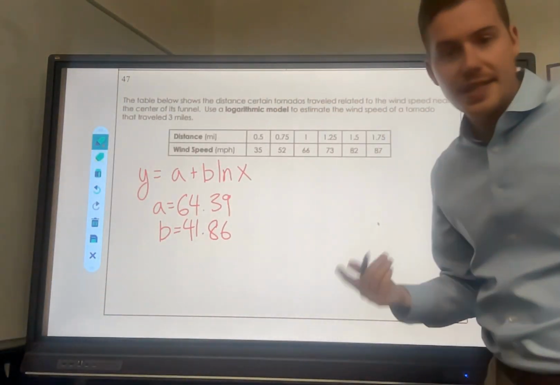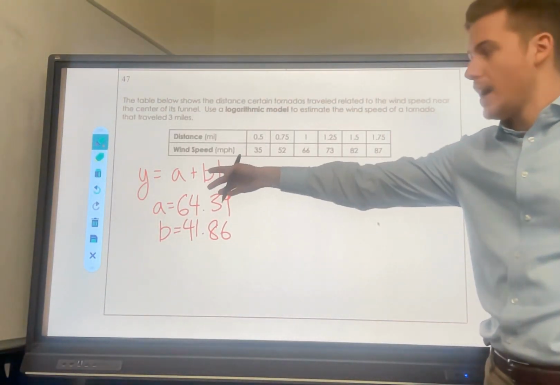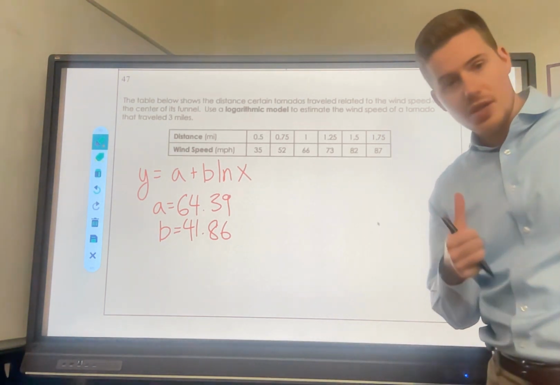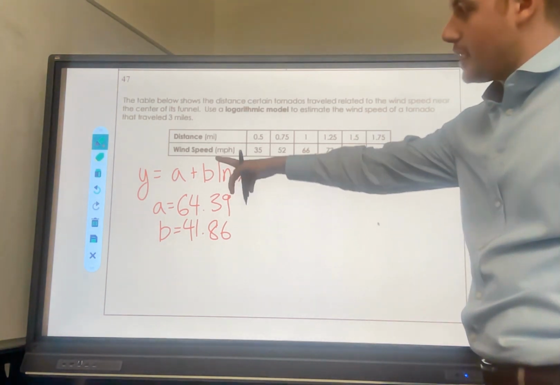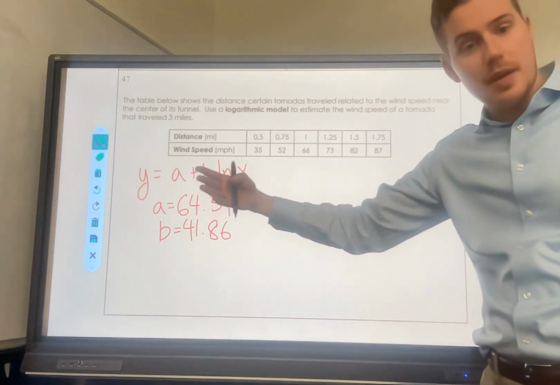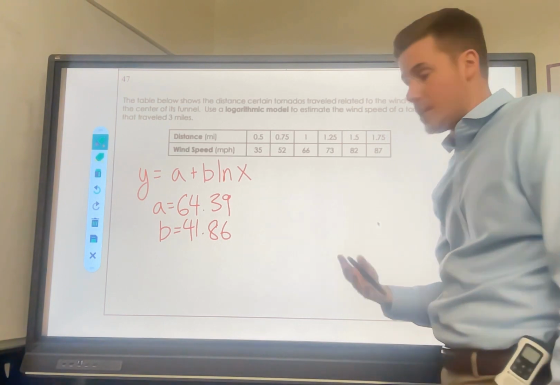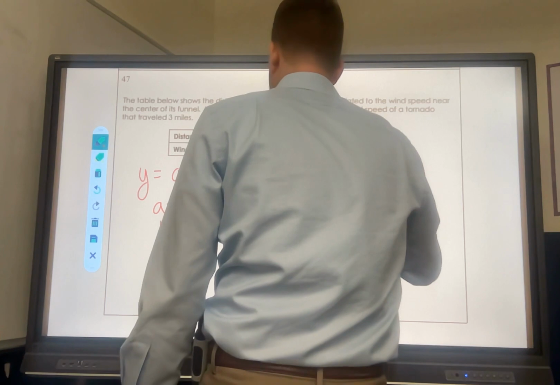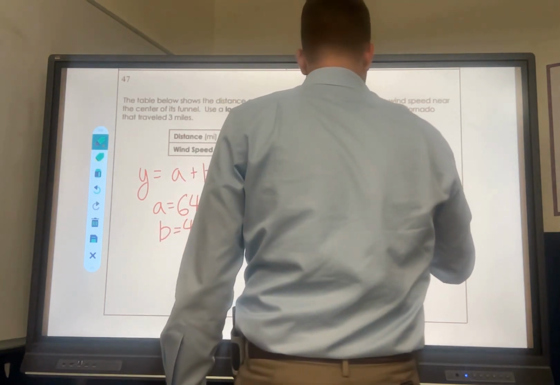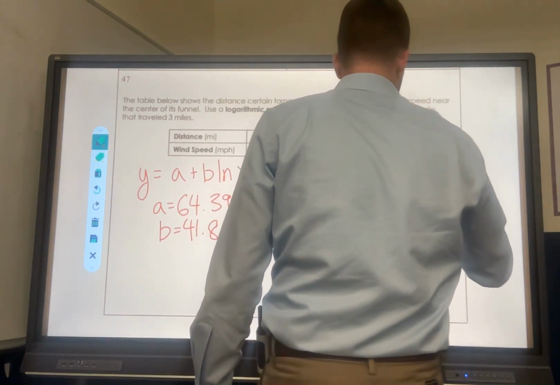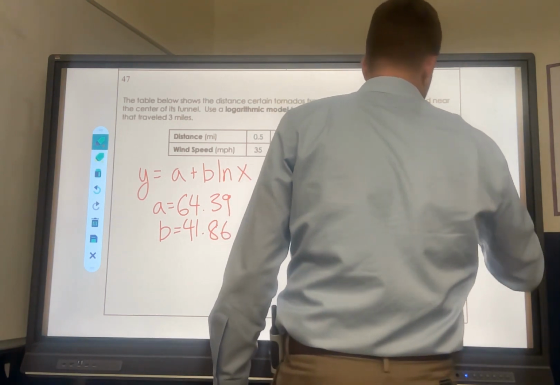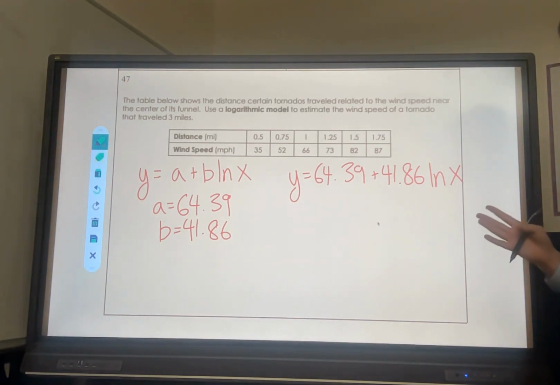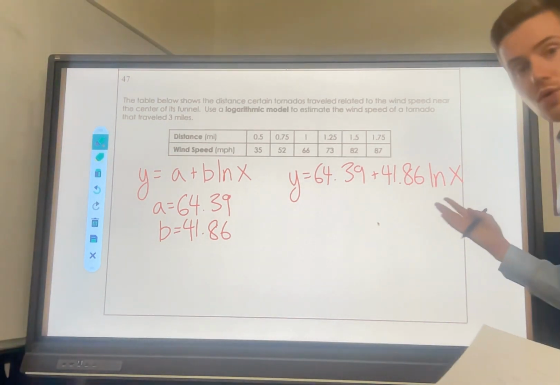All right, go ahead and check yourself. Is this what showed up on your screen? y equals a plus b times ln of x, where a is 64 and b is 41. If you did it right, great job. We're going to go ahead and take our a and b values and substitute them into our equation and write an equation for this function here. All right, cool. So that is our logarithmic regression equation.